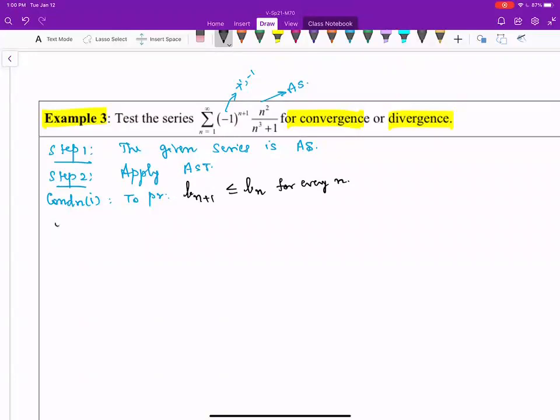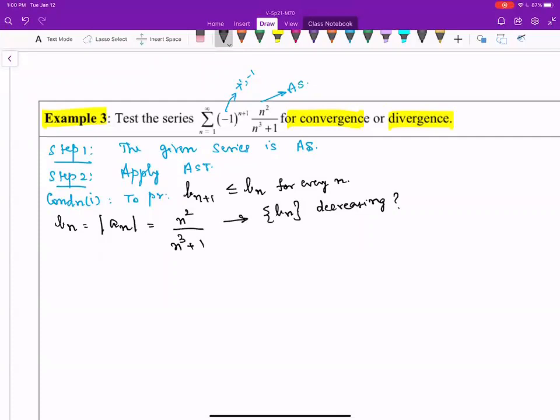So what is b_n in the problem? b_n is the absolute value of a_n, which is n square without the (-1) to the power n plus 1 part, n square over n cube plus 1. So is this sequence decreasing?